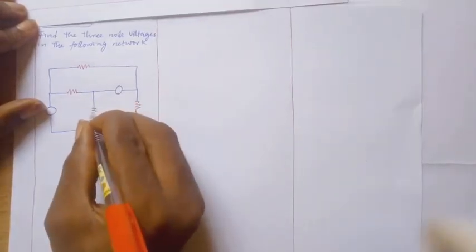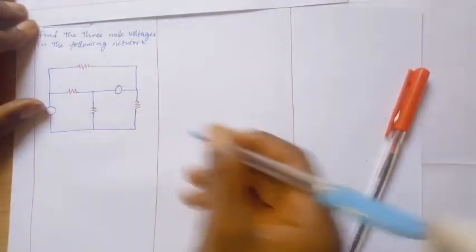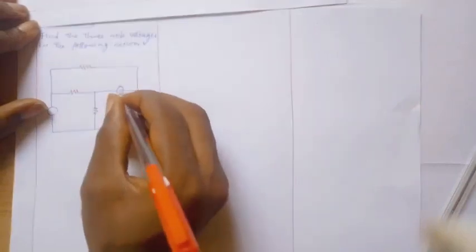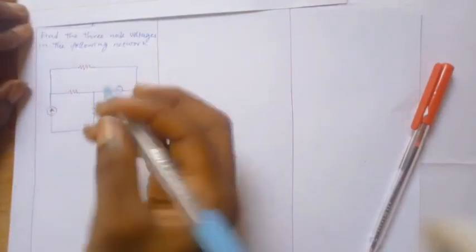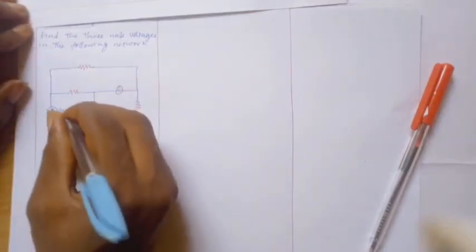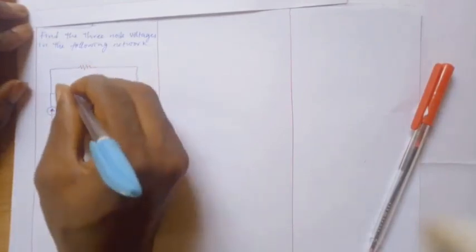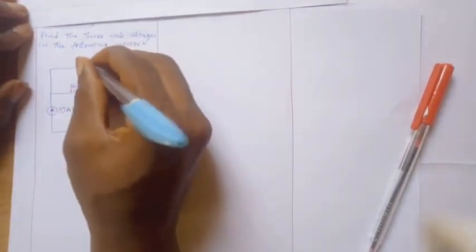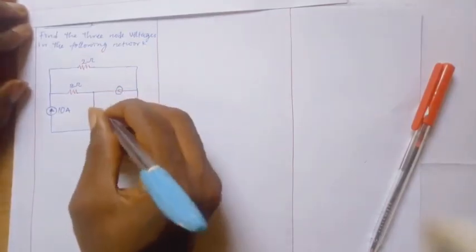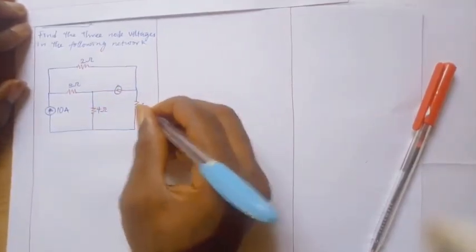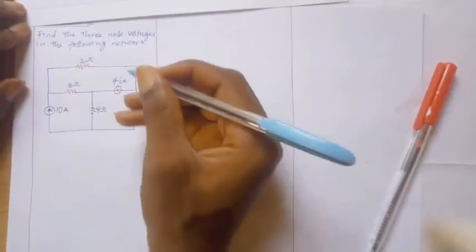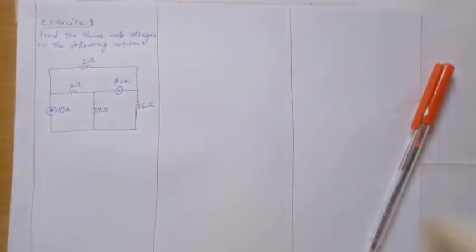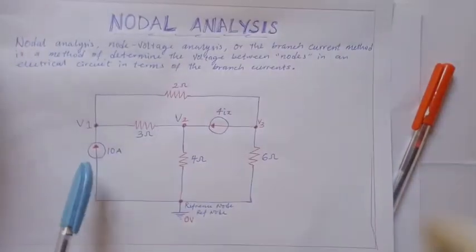This is also a resistor. Now we have a current source. This current source is 10 ampere. This one is 3 ohms, this one is 2 ohms, this one is 4 ohms, this one is 6 ohms, and this one is 4ix. Okay, 4ix is the same thing as what we have here.